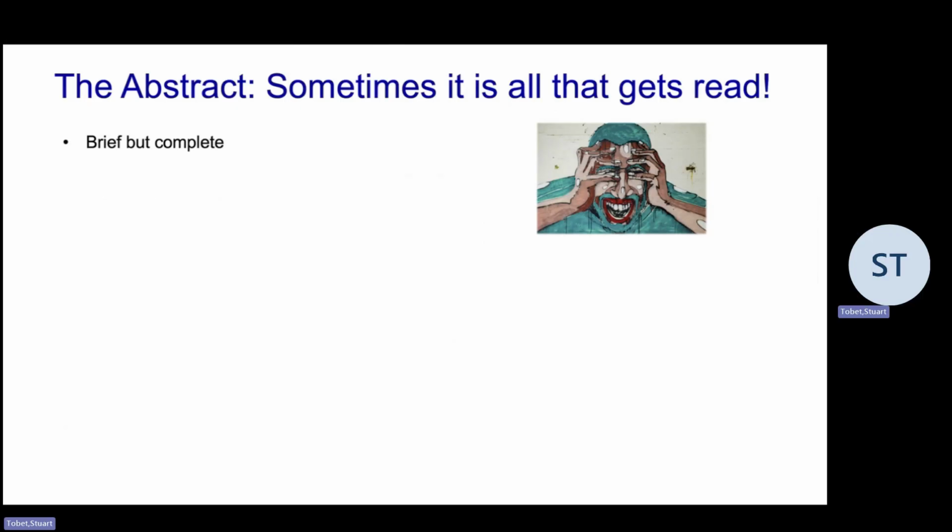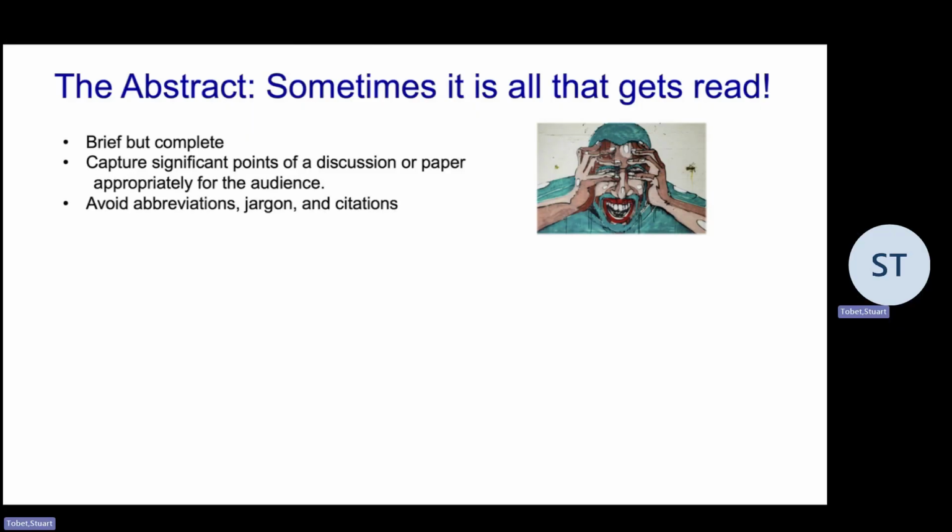Abstract is sometimes all that anybody reads. So you really want to be brief and complete. You want to get all the significant points into it. It's got to be appropriate for the audience. It can't really be filled with jargon because there might be people that are new to the field that want to determine if your article is what they need, right?